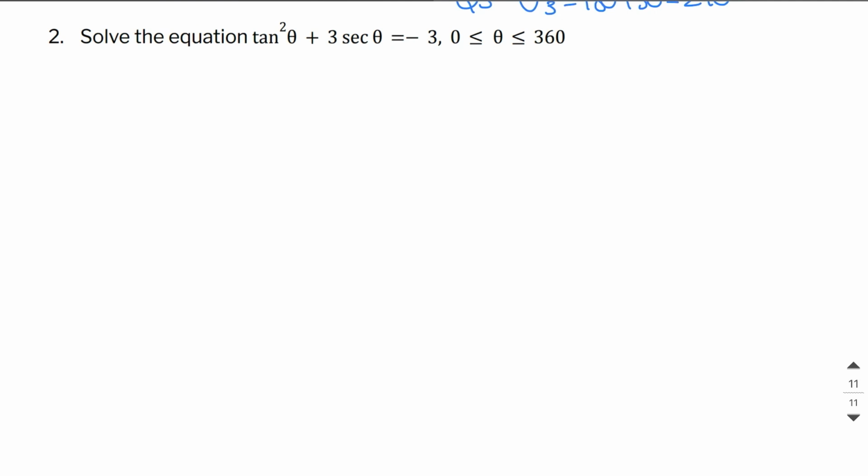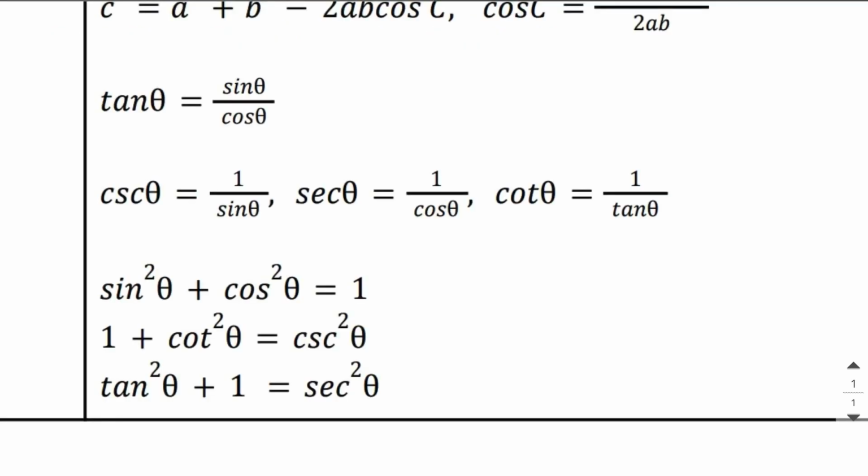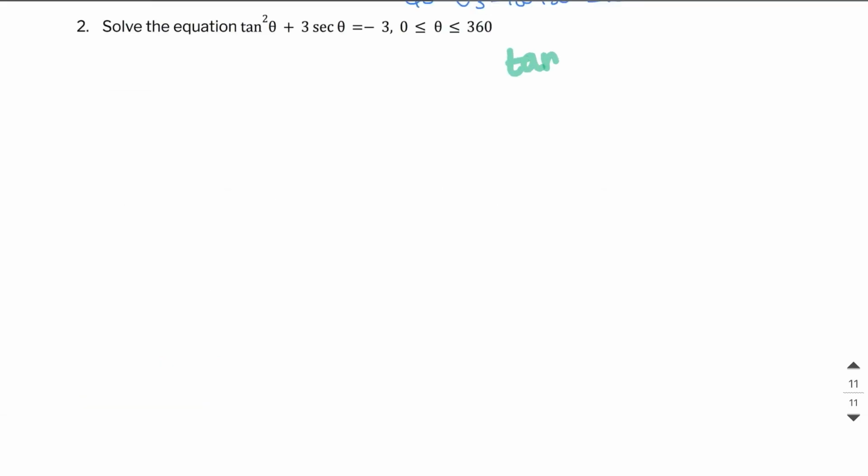Now, in number two, it says solve the equation tan squared theta plus 3 secant theta equals -1. So in this question, I need to look back at my formula sheet and find the identity that links tangent and secant together. And we know that tangent squared theta plus 1 is equal to secant squared theta. So I'm going to write that down. Tangent squared theta plus 1 is equal to secant squared theta.